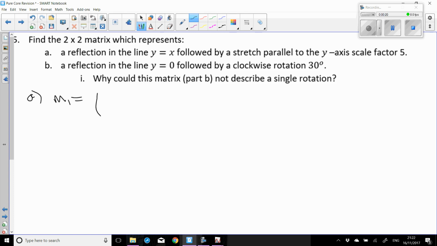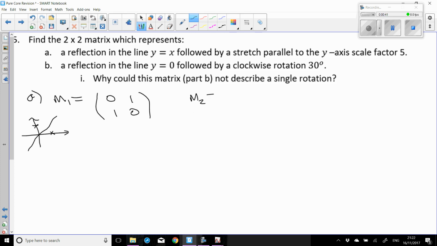First matrix, we want the reflection in the line y equals x. So that line there. So let's see. So the point (1, 0) would go to (0, 1). So that's the first column of our matrix. And the point (0, 1) would go to (1, 0). So that's the second column of our matrix.